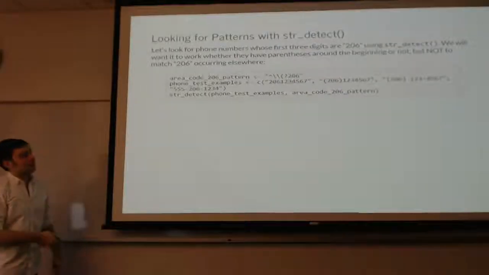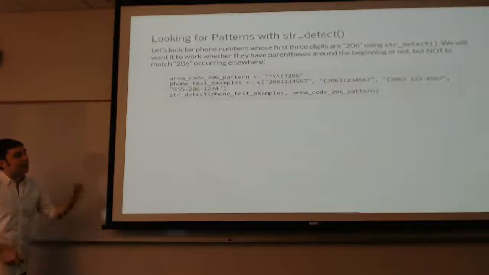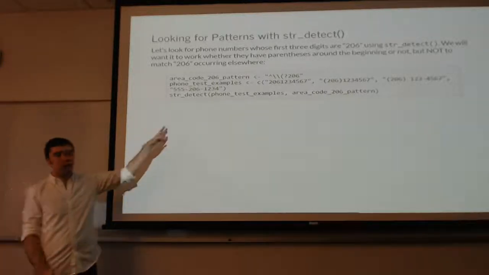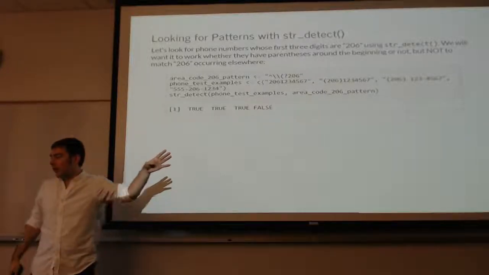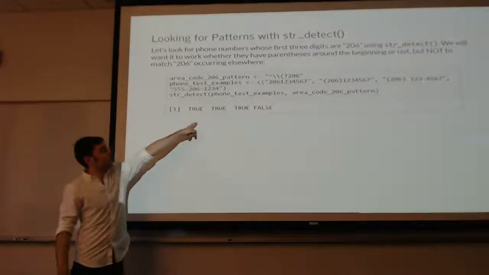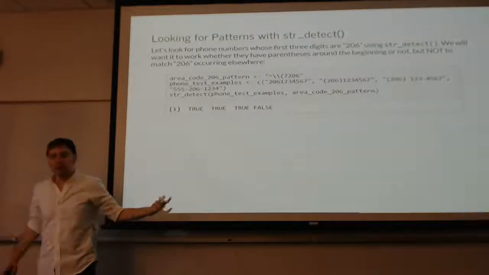The regular expression to do that would be something like this: caret, backslash, backslash, parenthesis, question mark, 206. I'm going to disassemble this to show you guys what's going on. If we run that, it's going to say true, true, true, false. So it's getting what we want, right? But how does that thing work?